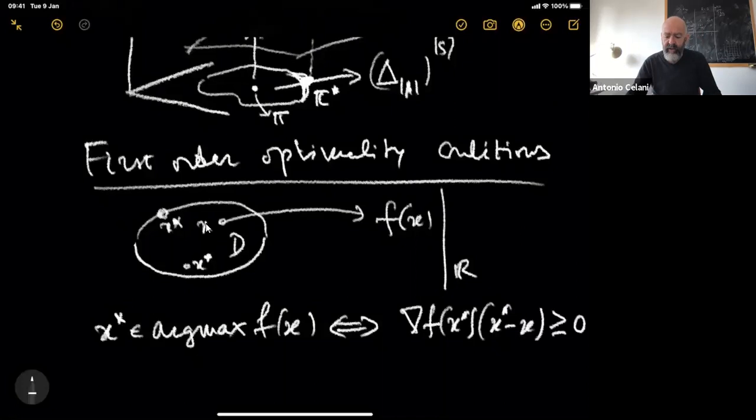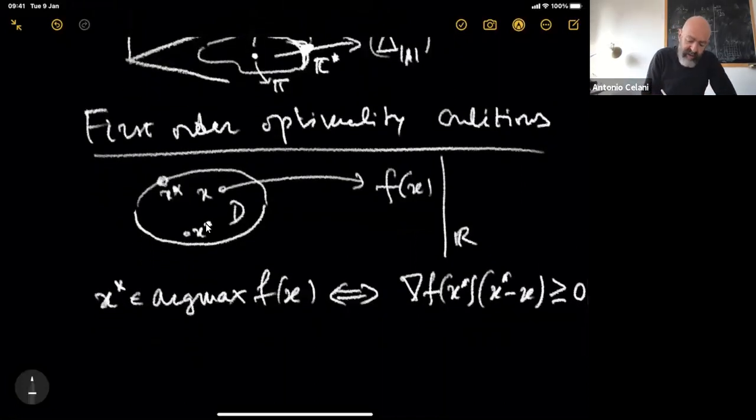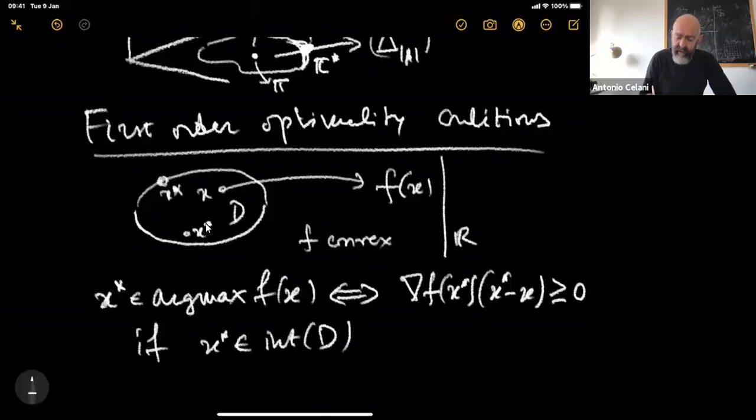So where does this condition come from? Let's split it into the two cases. f is also a convex function. If X star belongs to the interior of D, so it's not on the boundaries, then as usual, you know that the maximum is a stationary point. So in this case, the gradient must be 0 if it's inside.